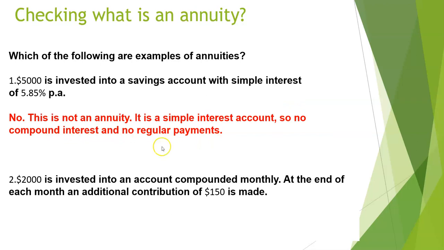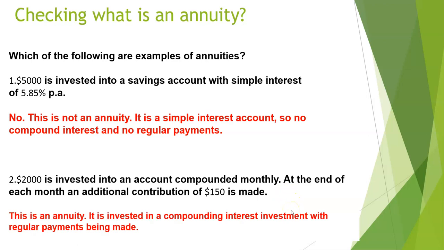What about number 2? $2,000 is invested into an account, compounding monthly. At the end of each month, an additional contribution of $150 is made. So, is this an example of an annuity? Yes, of course it is. Here we have our investment that's compounding monthly, and it has regular and equal contributions of $150 being paid per month.